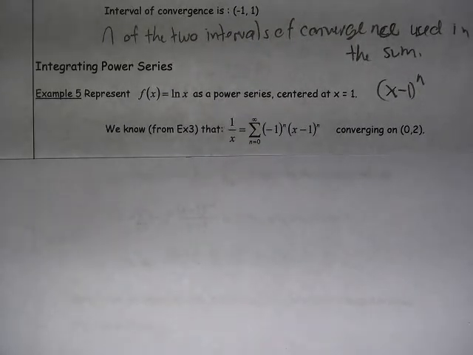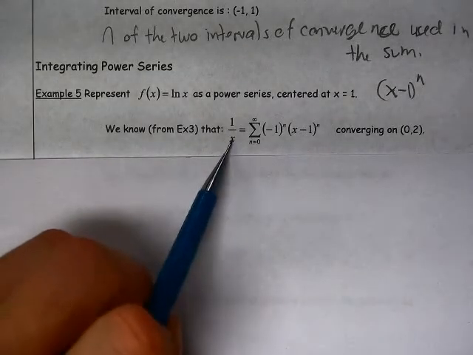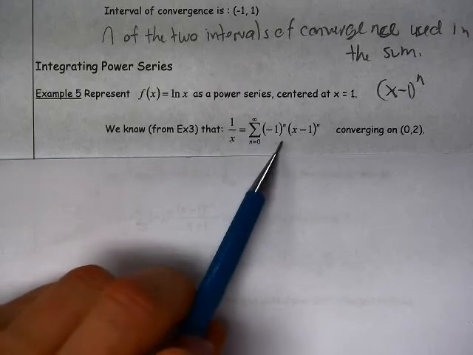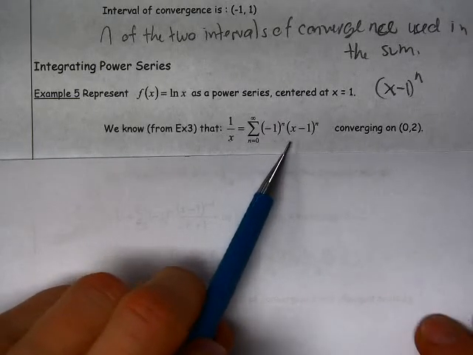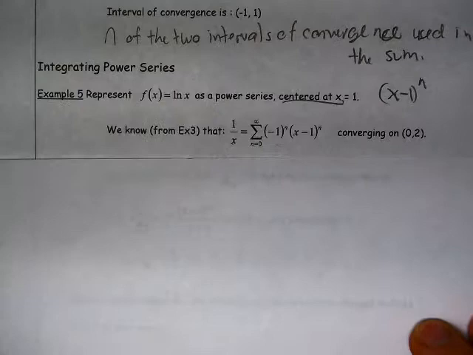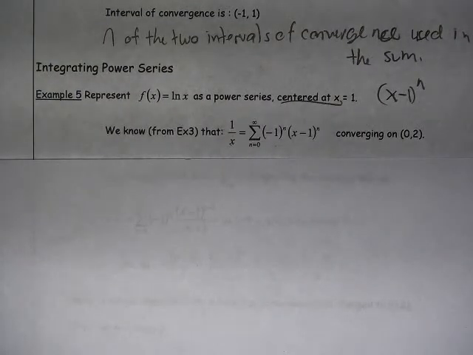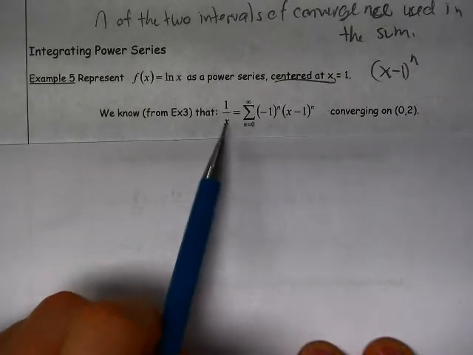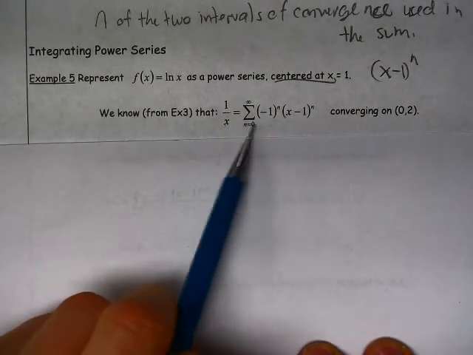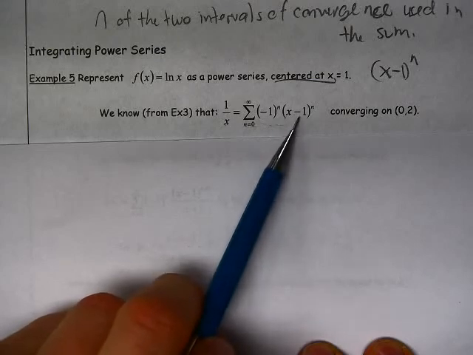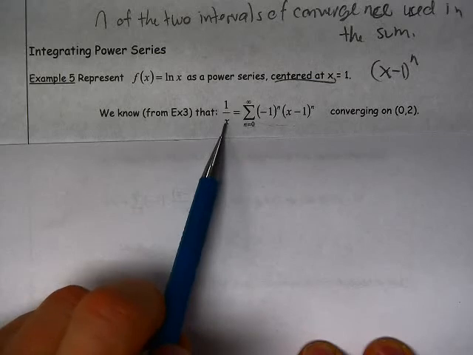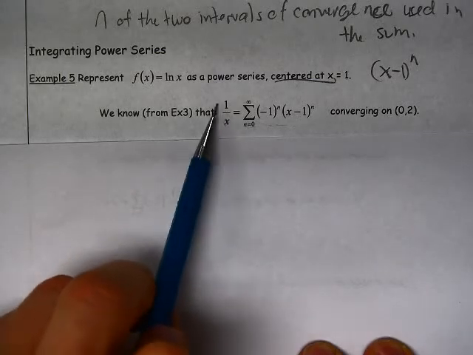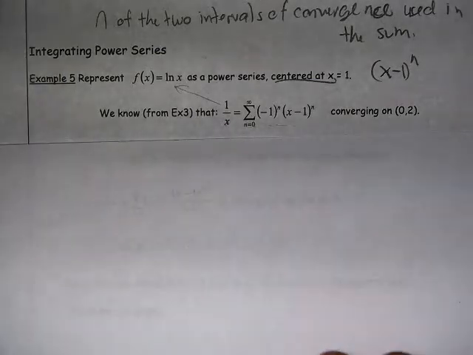From example 3, we found that 1 over x could be represented as this power series. That was also centered at x equals 1, so we need to make sure that they're centered at the same place when we do this. And we know that if we integrate, or find the antiderivative of, 1 over x, we will get natural log.